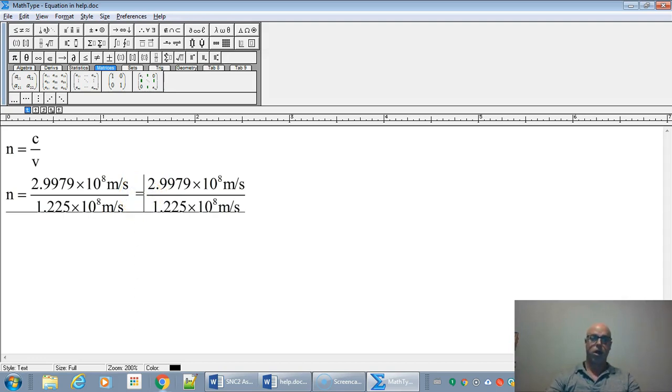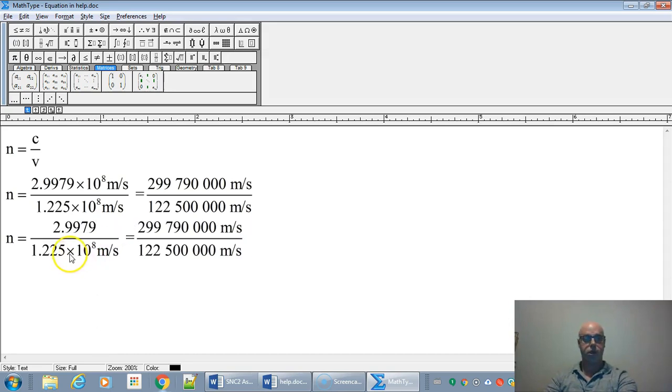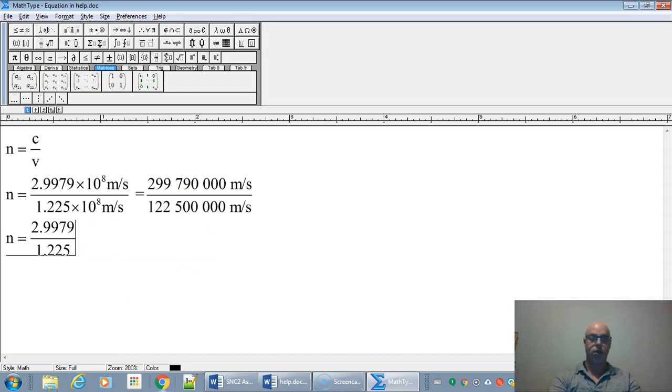So that's going to be equal to 299,790,000 meters per second, divided by 122,500,000 meters per second. You see why we like to use scientific notation, a lot less zeros. So we're going to simplify this a little bit. These 10 to the 8s, we don't really need them. 10 to the 8 divided by 10 to the 8 is just going to cancel out to be 1. So that's the nice thing about speed of light not really slowing down that much, I guess.